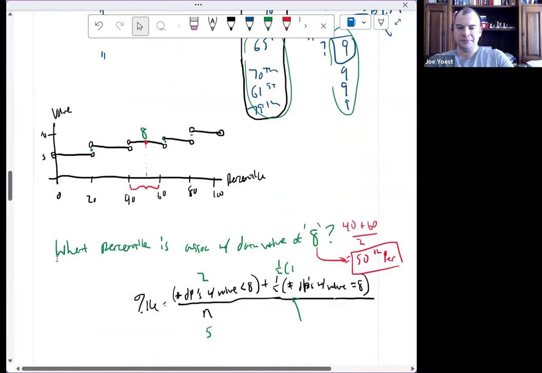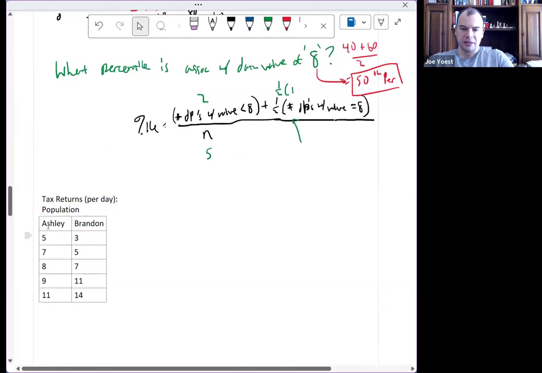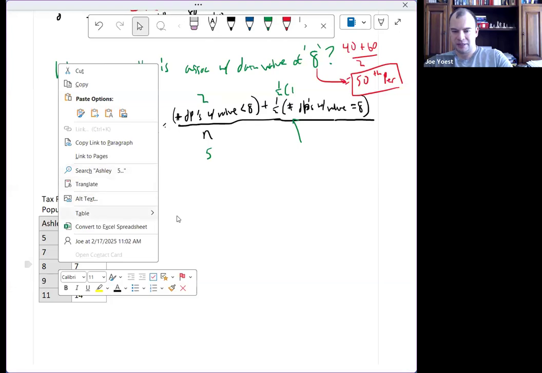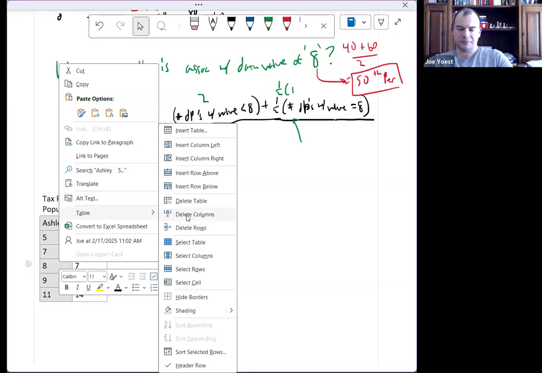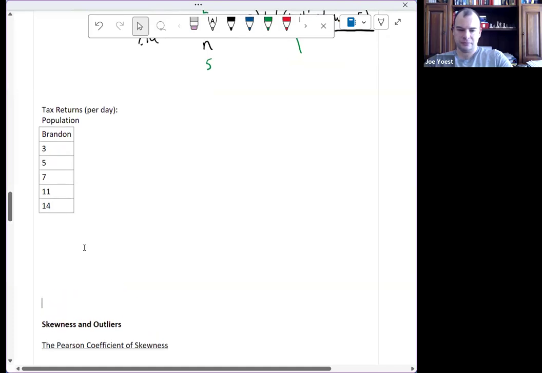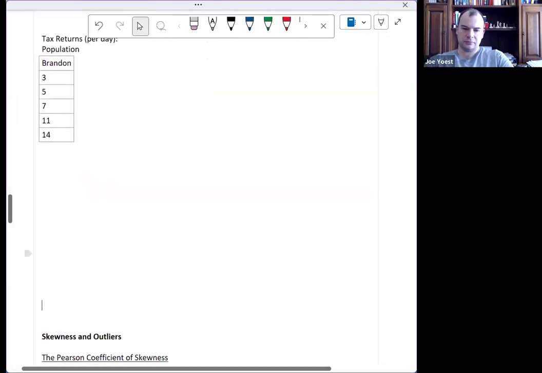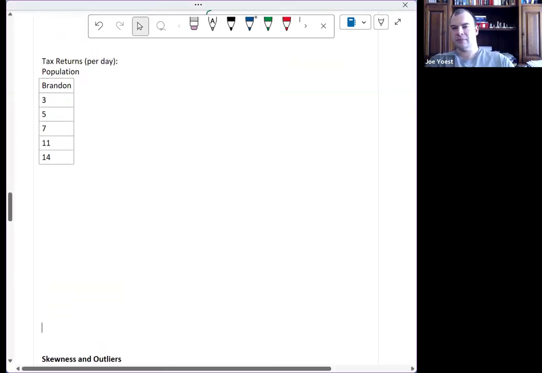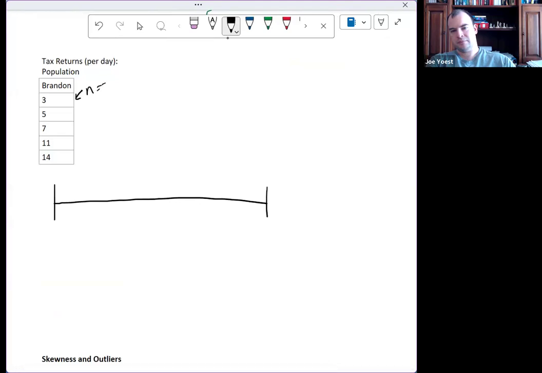Okay, so now let's look at the Brandon returns and do something similar to that data set. Again, I have n equals 5, so we'll get a little more practice going through a very similar scenario.